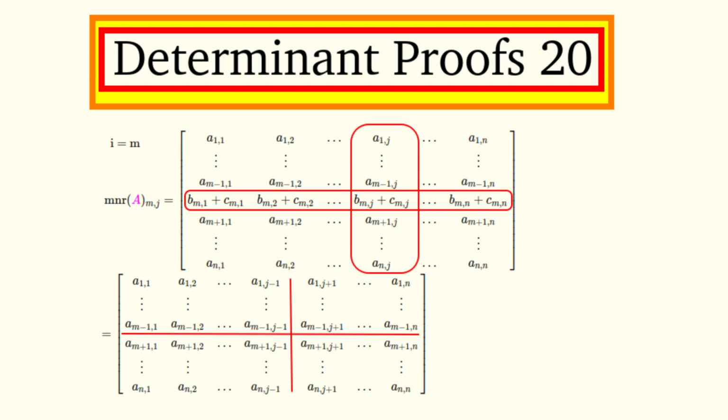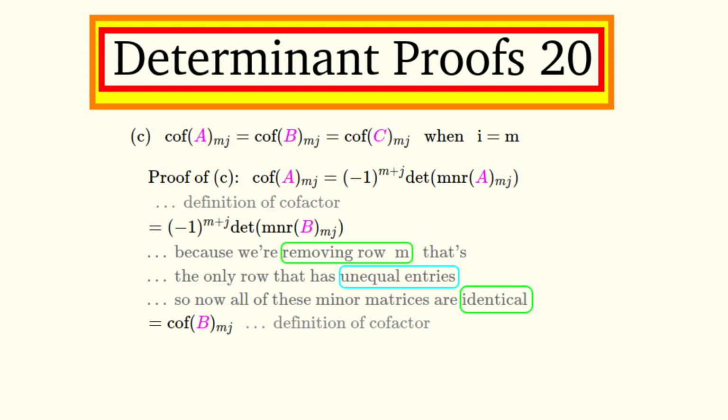So now this minor matrix is equal to the equivalent minor matrix of B. We can now use the definition of cofactors in reverse to get the cofactor of B, which proves it true for part of part C. We can use exactly the same reasoning to prove it true for the minor of matrix C, because we've removed row m that contained the only unequal entries in this matrix. And then finally we can use this definition in reverse and prove it true for matrix C, thereby completing the whole proof.